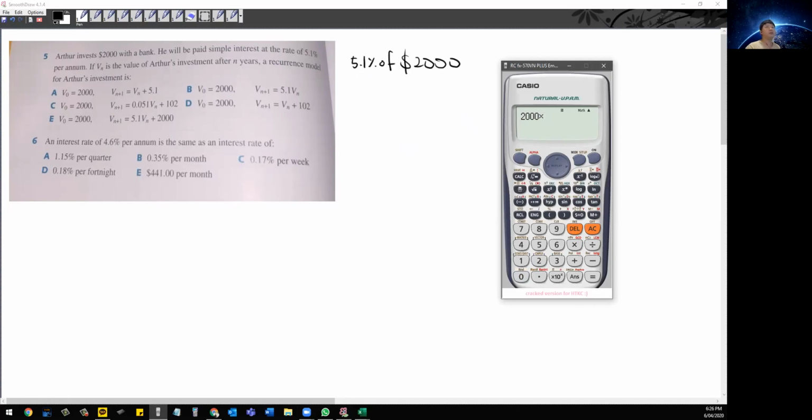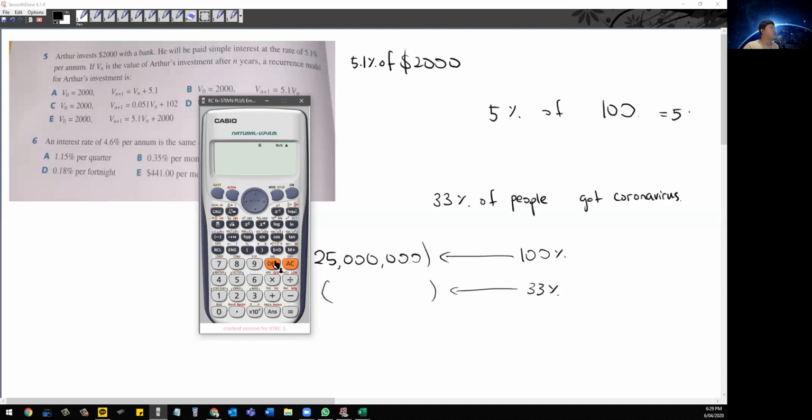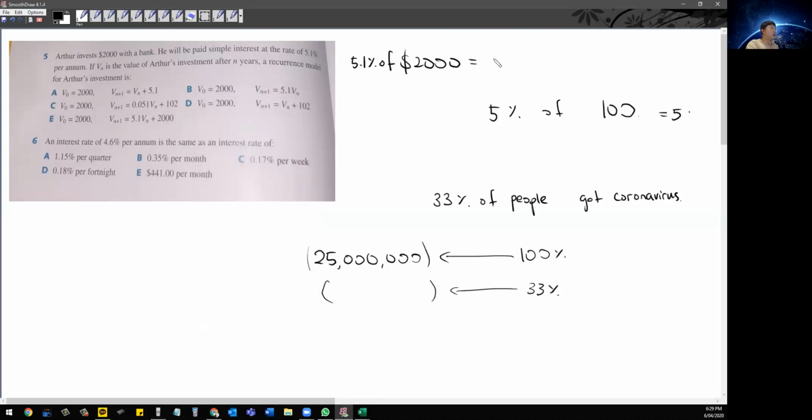This is what we need to do. $2,000 times by, so there are a number of ways of doing this. 5.1 divided by 100. So divide by 100. When there's a percent, we always divide by 100. So in this case, 2,000 times by that number, that's 102. So the answer is 102 here.